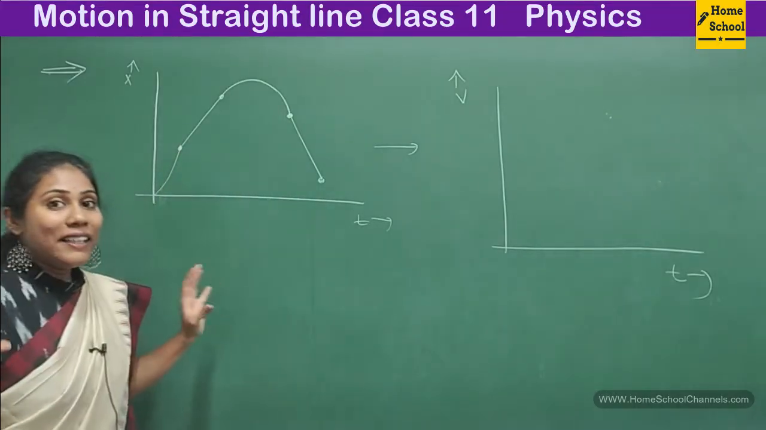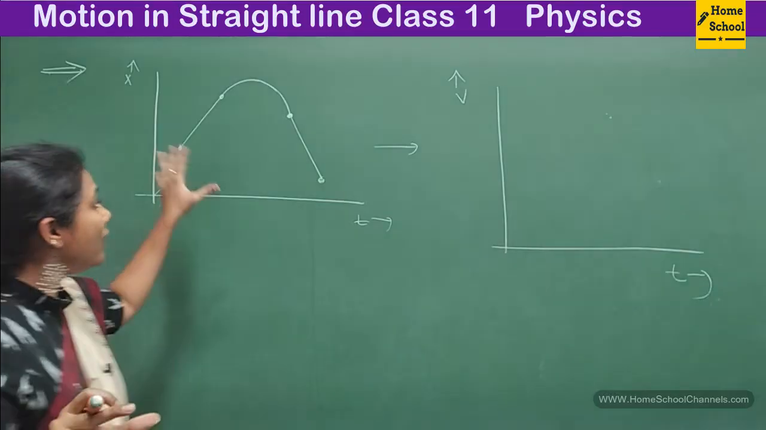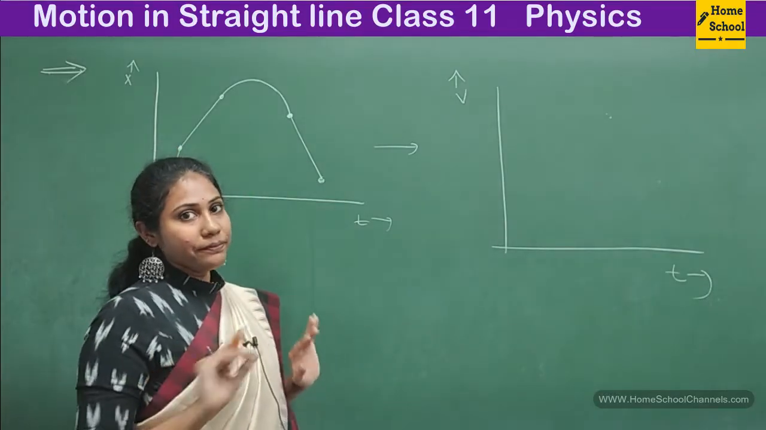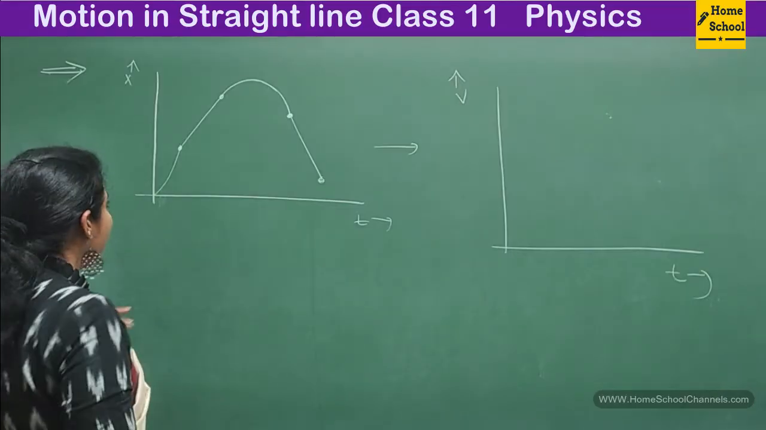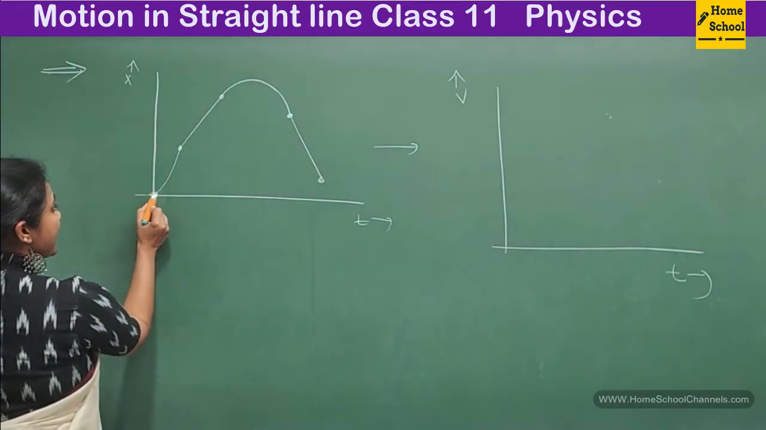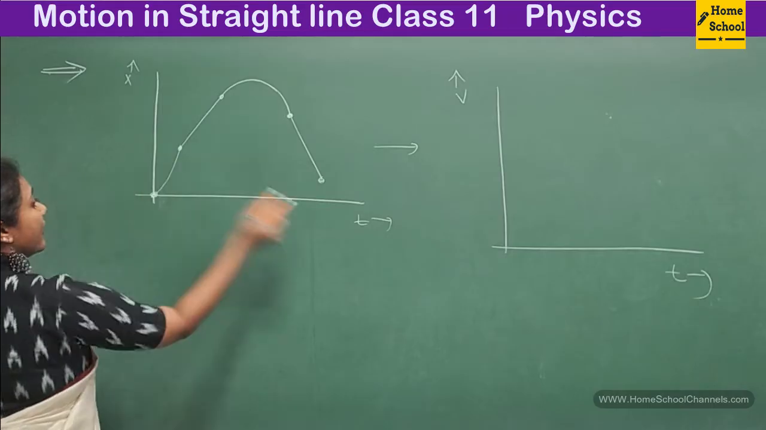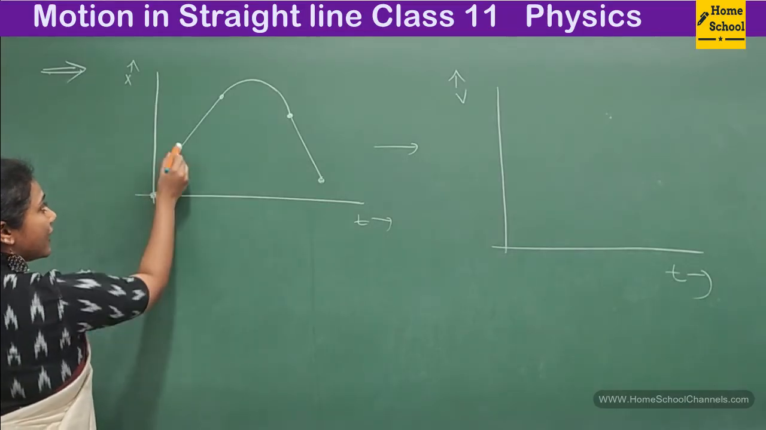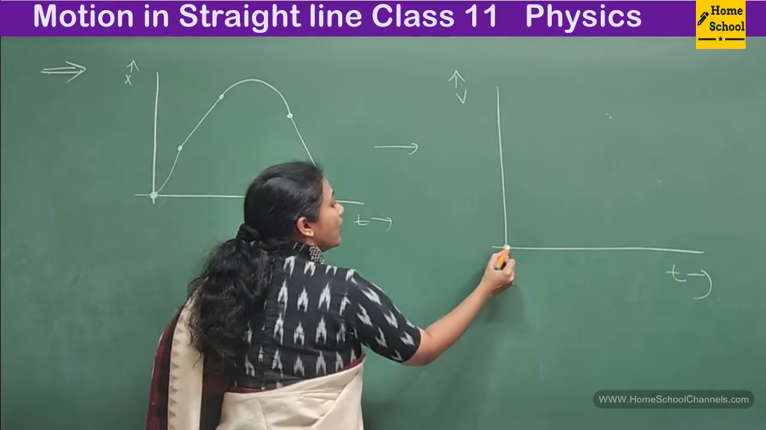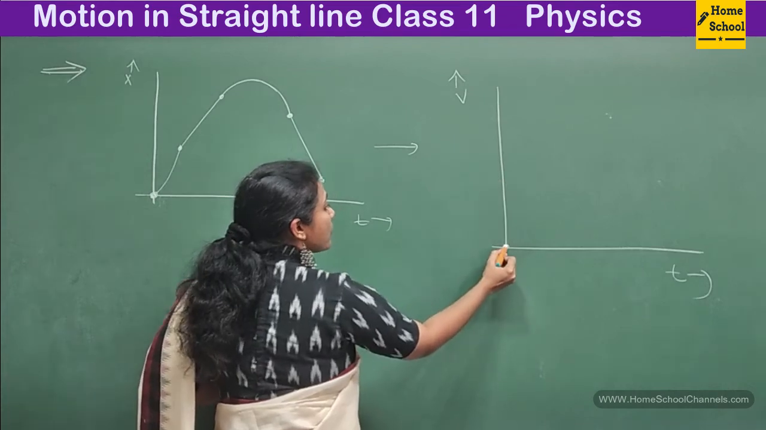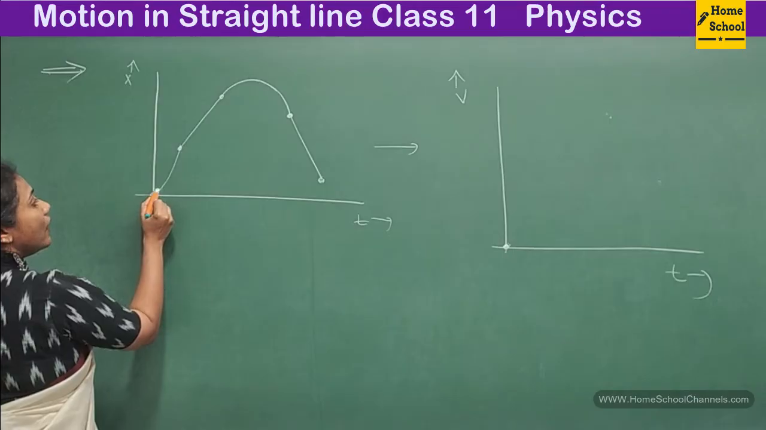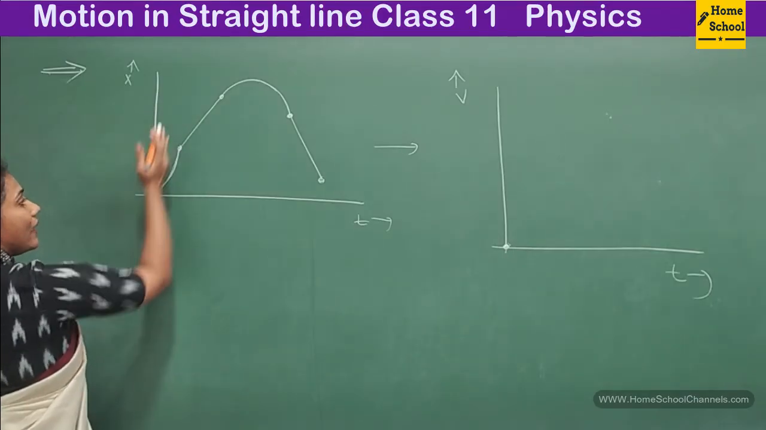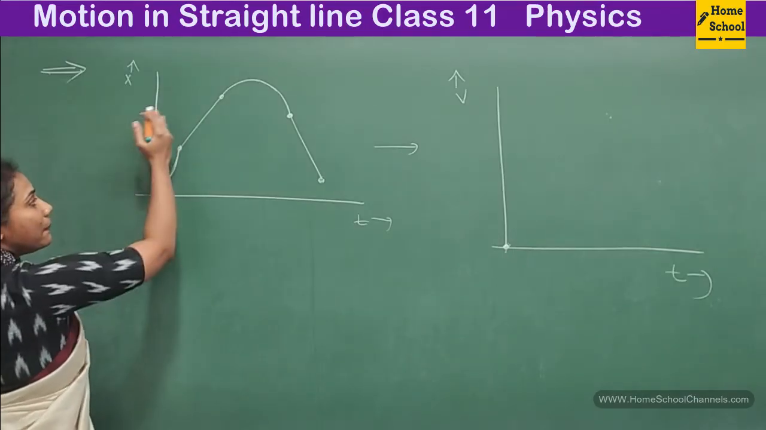So keep that idea, pause the video and try this. Okay, after trying, you just observe this. You see, it is starting at rest. In the xt graph, the object is starting from rest. So in my vt graph also, I have to start from rest. From rest to this point, you observe it's an upward parabola, right? It's a curve, an upward parabola.